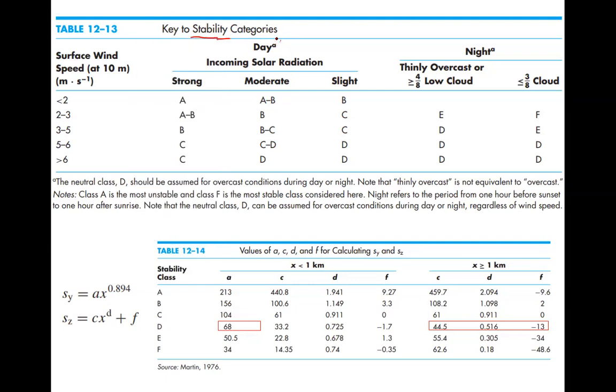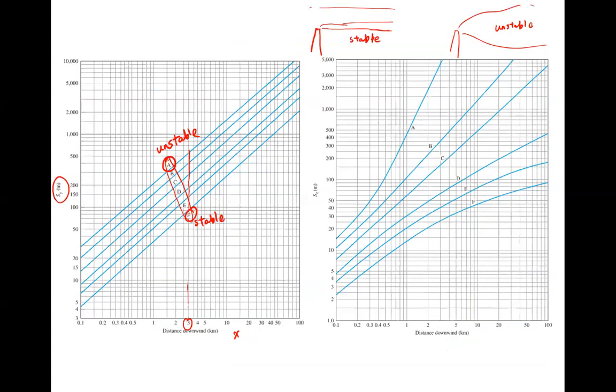So it depends on the local time, whether it's daytime or nighttime, because at nighttime the surface is cooler and it's easier to get stable conditions. It also depends on the surface wind. But for the overcast condition, if you look at the footnote, it says that the neutral class D should be assumed for overcast condition during day or night, which means that for our condition, we should use D. Okay? So if you go to the graph here, we just look at the D curve.